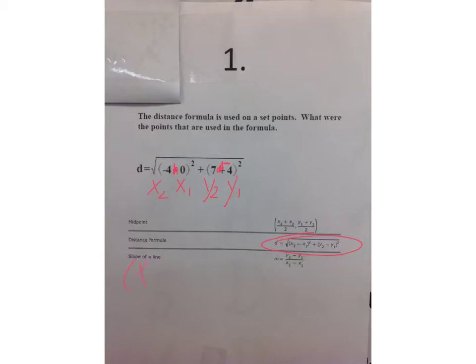So then we're looking for x1, y1, and x2, y2. So x1 is 0, y1 is -4, x2 is -4, y2 is 7. So those are the 2 points that were used to plug into this formula.